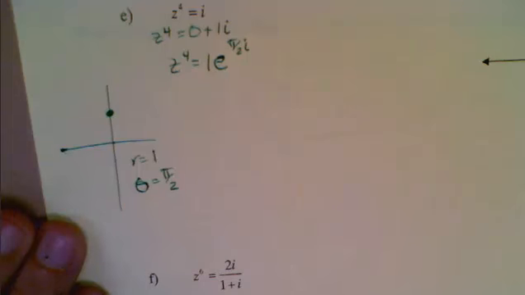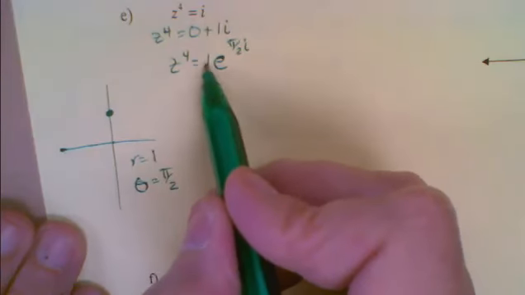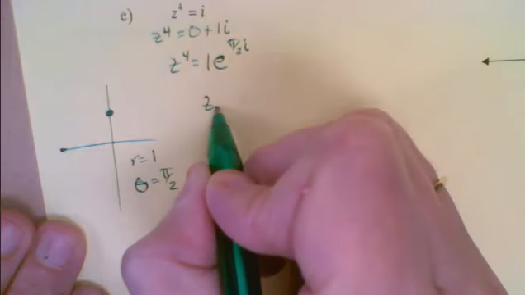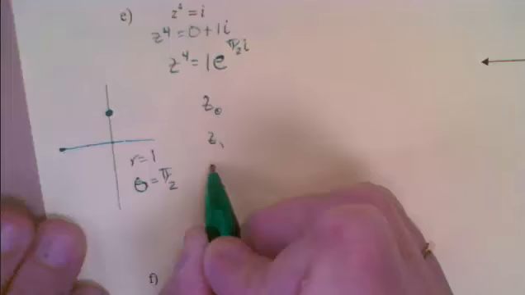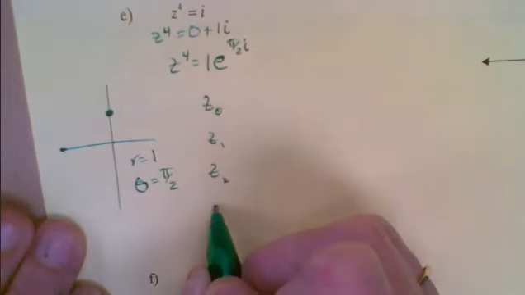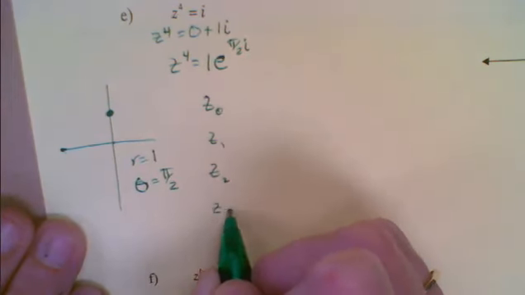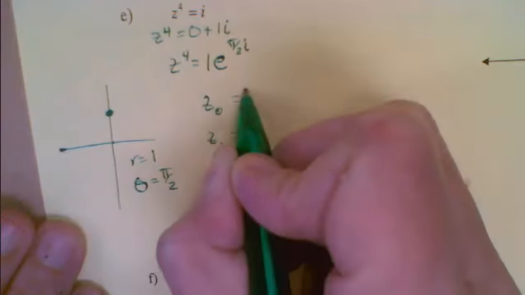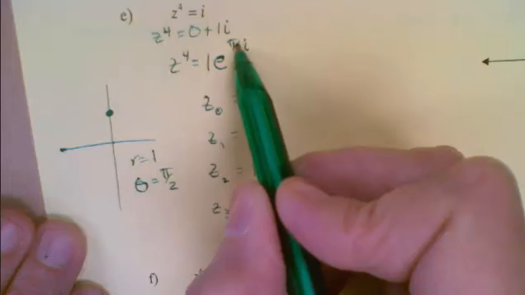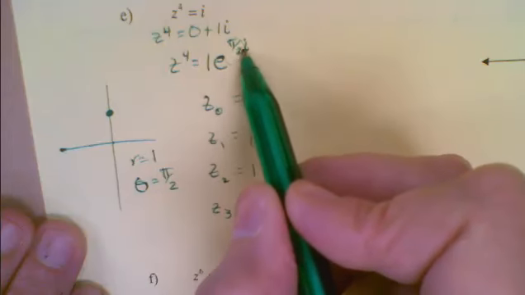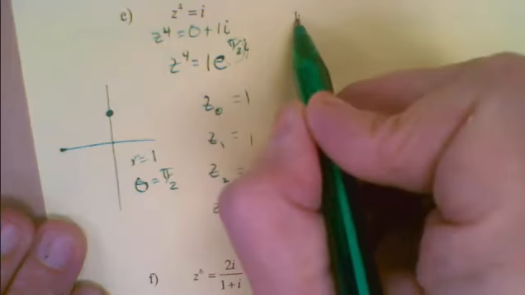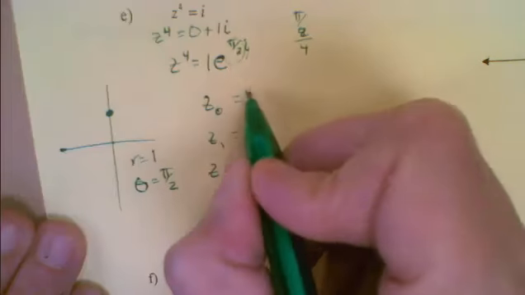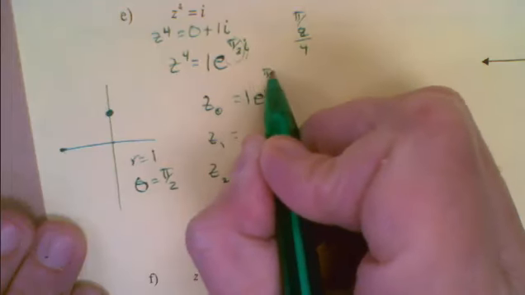All right, so I need to find the 4th root. Well, I have to take the 4th root of 1. Well, what times itself 4 times gives me 1 is 1. So of my 4 answers, my radius is going to be the 4th root of 1, which is 1. You don't have to put the 1 there, but you definitely can. And then I need to take my original angle and divide it by 4. So if I take pi over 2 and divide it by 4, I'm going to get pi over 8. So pi over 8i.